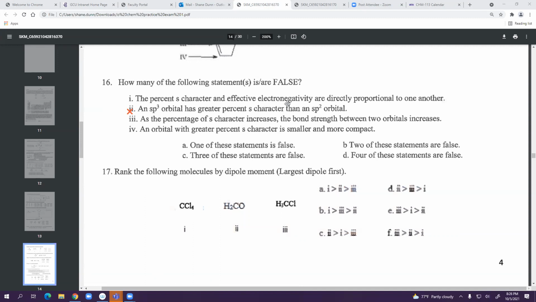As the percentage of S characteristic increases, bond strength increases. That is true. Triple bonds are stronger than double bonds, which are stronger than single bonds. An orbital with a greater S characteristic is smaller and more compact. True. Triple bonds are smaller. The bond lengths are shorter, molecules are closer together, right? So the orbitals are smaller.